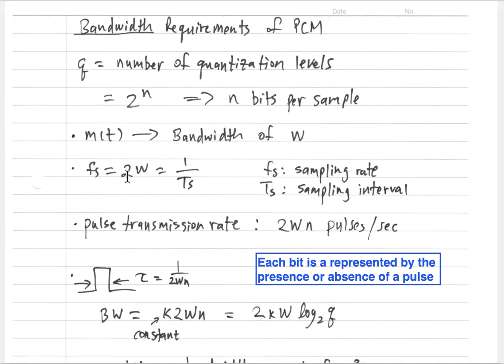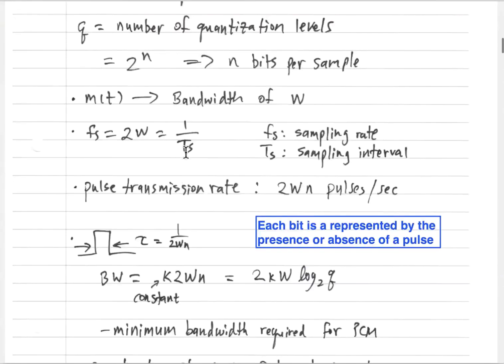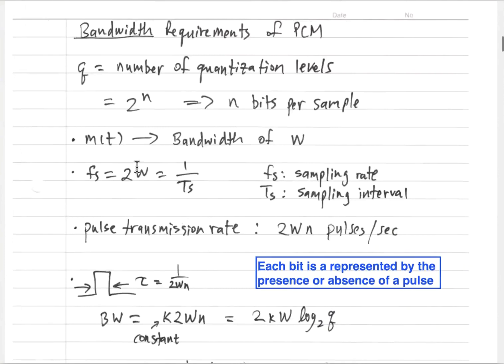As usual, we let m(t) have bandwidth W. The sampling rate will be 2W, and it might be useful to look at the sampling interval. The sampling interval is just 1 over Fs, and Fs is just 1 over the sampling interval. So now we are generating samples at 2W samples per second. That's what sampling rate means. And there are N bits per sample, and each bit is represented by a pulse. So the pulse transmission rate is 2WN pulses per second.